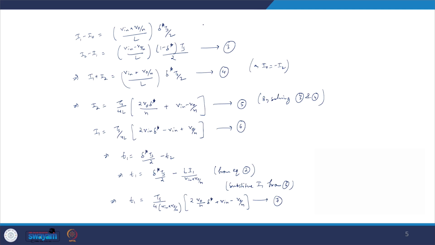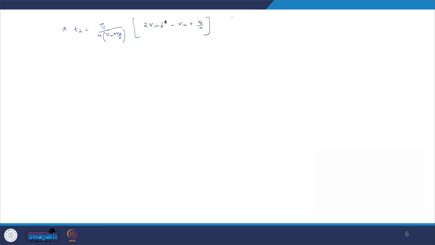Now similarly we can define our T2, which we will get by solving this expression, which is nothing but Ts by 4 (V in plus V naught by n). This will be 2 V in delta star minus V in plus V naught by n. This we will obtain by using this particular expression, and this is nothing but equation number 8.